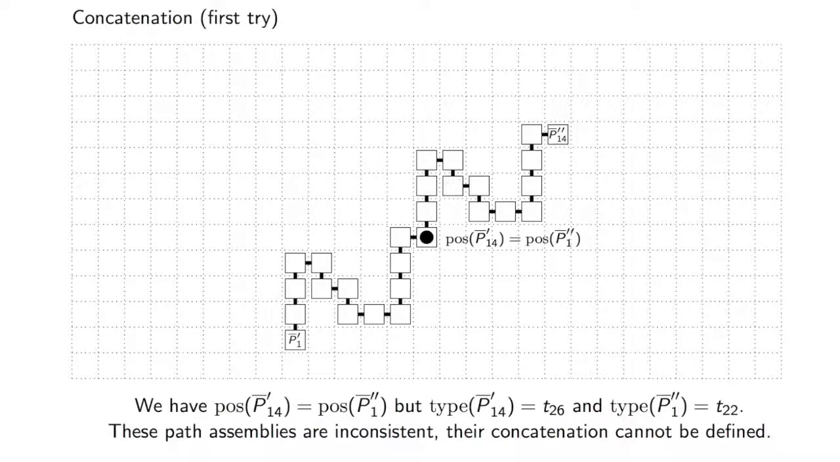When we consider several path assemblies, we may try to fuse them into a big one. For the same reason explained in video 2, we will not make the union of two path assemblies, but we will rather concatenate them. Here we represent the two path assemblies P' and P second. The last tile of P' occupies the same position as the first tile of P second. Nevertheless, the tile type of P' 14 is T26 and the tile type of P second 1 is T22. These two path assemblies are inconsistent. In this case, we cannot define their concatenation.